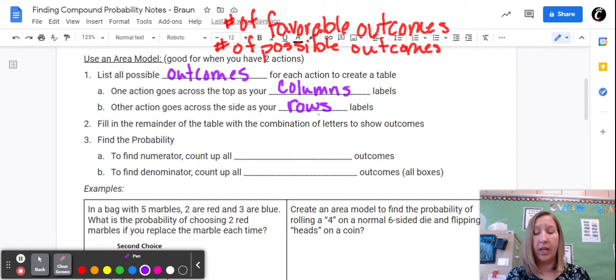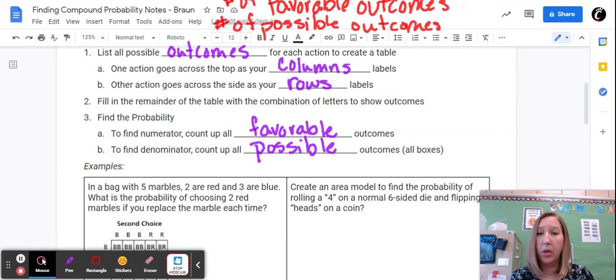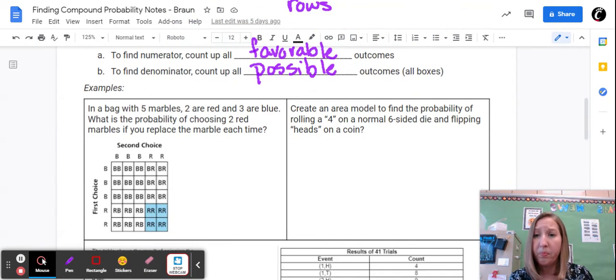We find the probability. To do that, we find the numerator, the number on top, by counting up all the desired or the favorable outcomes. Those are the ones we're looking for. And then to find the denominator, we are going to count up all the possible outcomes. And those are all the boxes. So how many total boxes we have within our table. So let's take a look at some examples. We'll work through these together and we will use our area model.